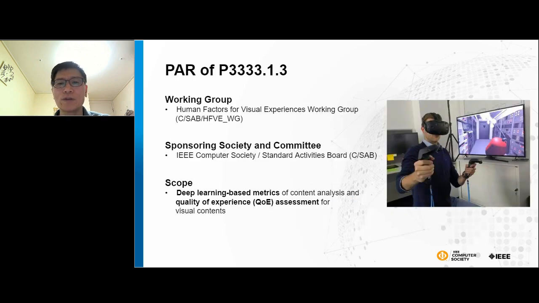And so let me go over that one. And this is the overview of PER over 1.3. The main scope is developing deep learning-based metrics of content analysis and QoE assessment for the visual contents. So if we wear the head-mount display and enjoy games, you can get a lot of visual experience. So in our working group, we want to quantize and evaluate the visual experience when we are enjoying such applications. So that's the main purpose of our working group.